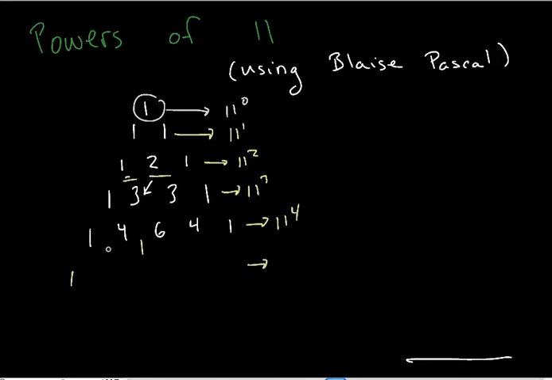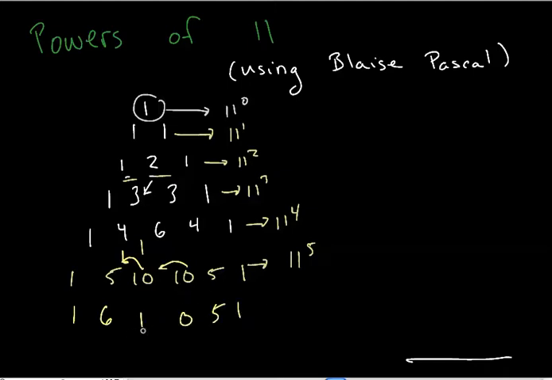So what would 11 to the fifth power be? Well, if I use the triangle, I got 1, 5, 10, 10, 5, 1. If you try to read that number, that's really weird. But what would happen here is this 10, just like in normal numbers, would carry over to this column, so it would be 1, 6. This 10 would carry over here, so this would be a 1. This would just be a 0, 5, 1. So it would be 161,051. That is 11 to the fifth power.